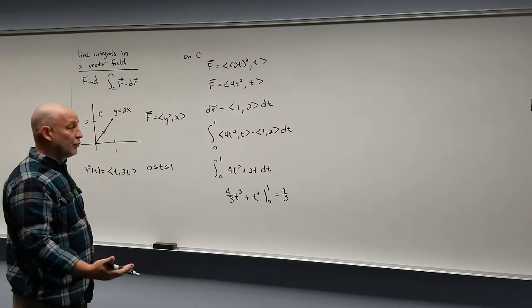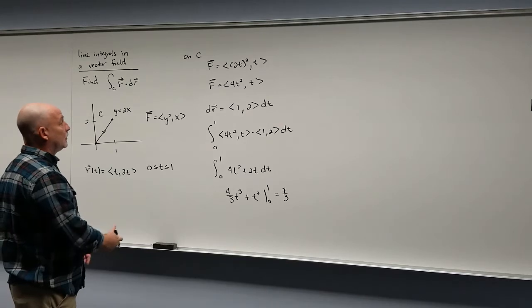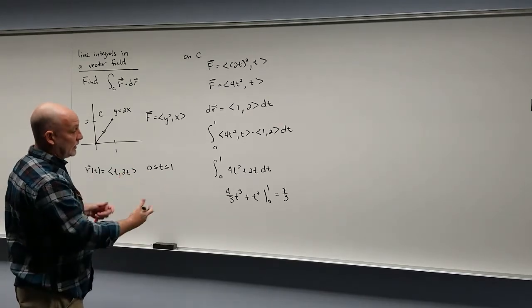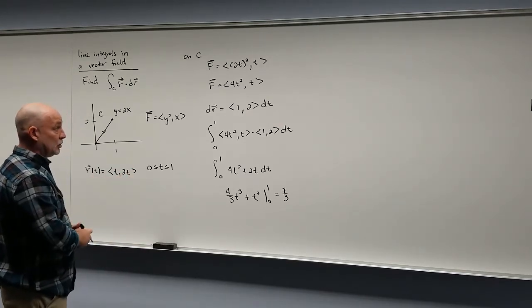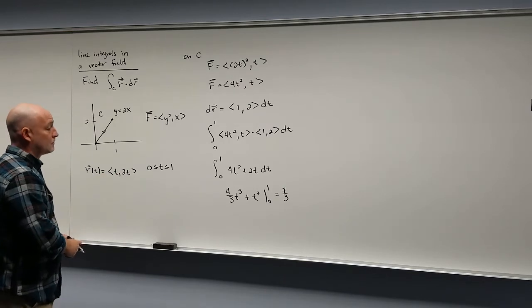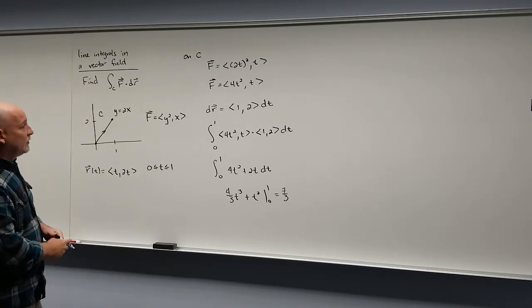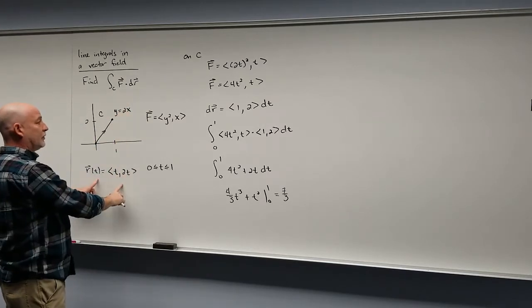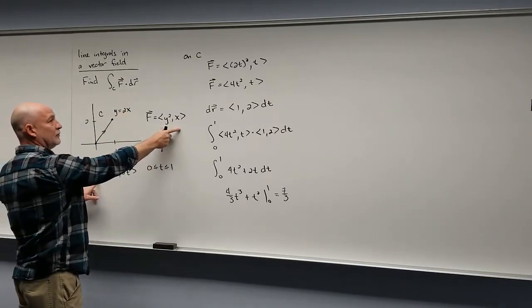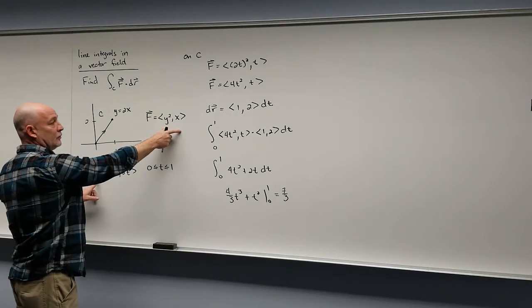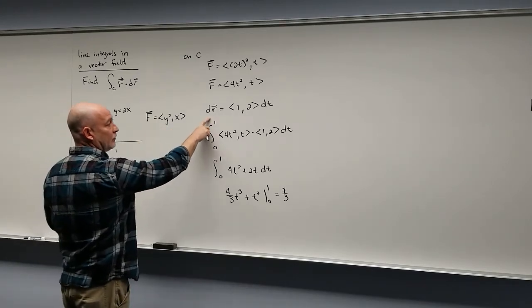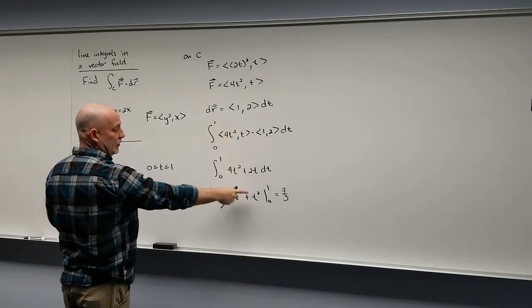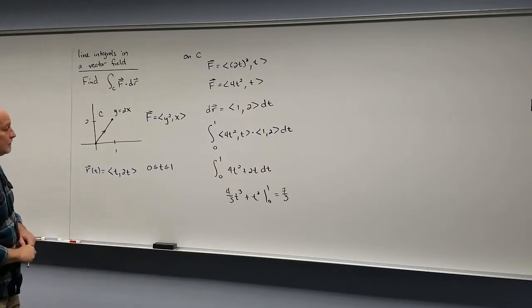Now 7/3 what? Well, it's work. It's a force and a distance, so you'd have to see what units this problem was actually in. All right, so fairly simple. So notice when we have to find the work, you have to parameterize the curve. You have to see what the field is on that curve. You have to figure out the differential of the curve, put it together in the formula, and integrate.